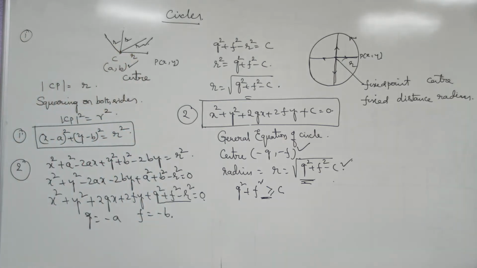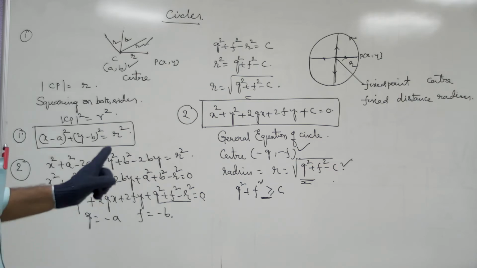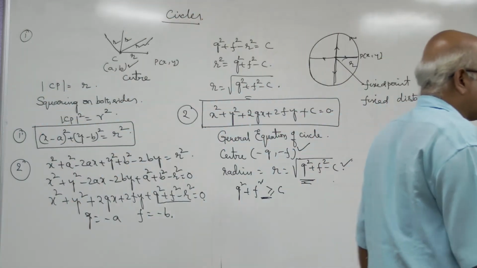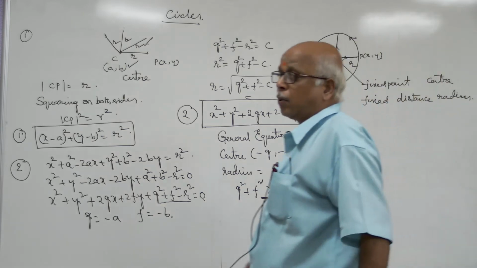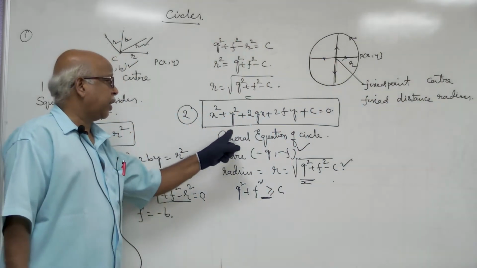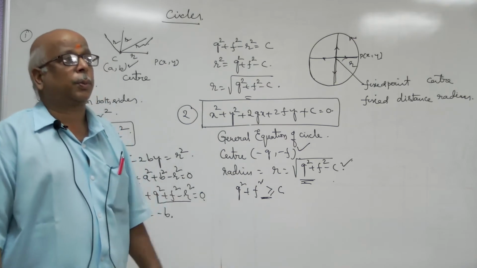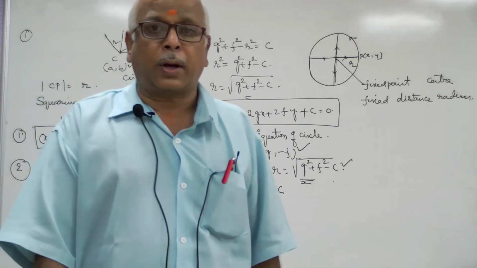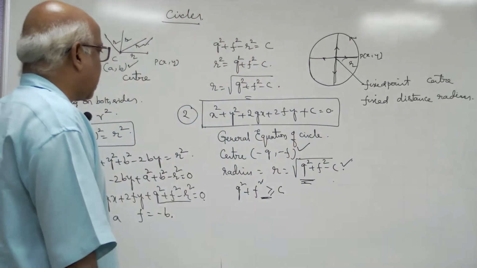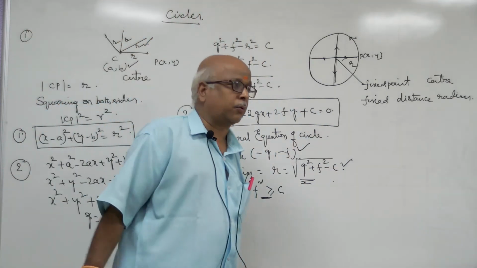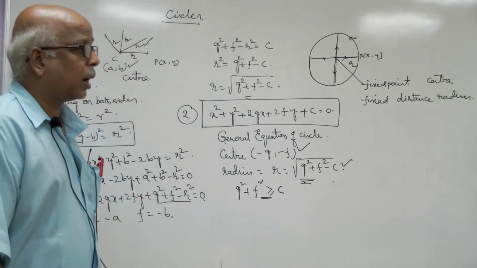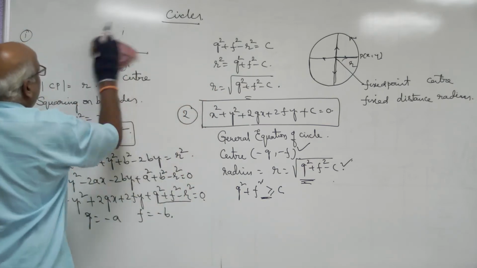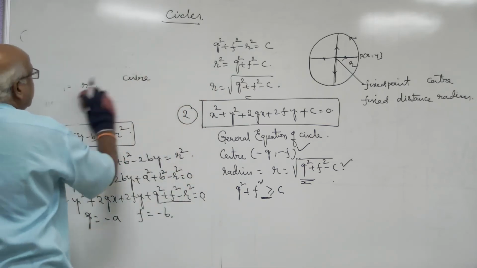Students, please make it convenient to remember these two formulas whenever necessary. Suppose the circle equation is not known to us, we are supposed to assume the circle equation. In that case, let us assume the circle equation as x square plus y square plus 2gx plus 2fy plus c. Its center is always (minus g, minus f). The radius is always the root of g square plus f square minus c. Next, we shall derive and discuss the third formula.